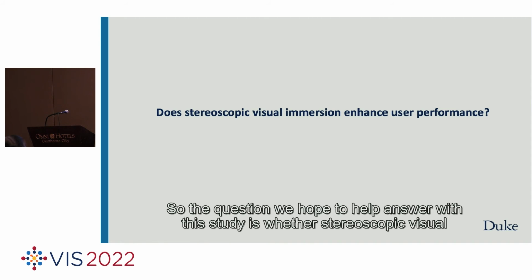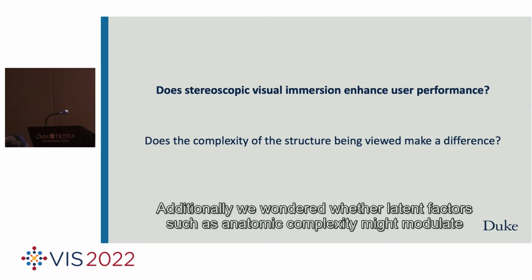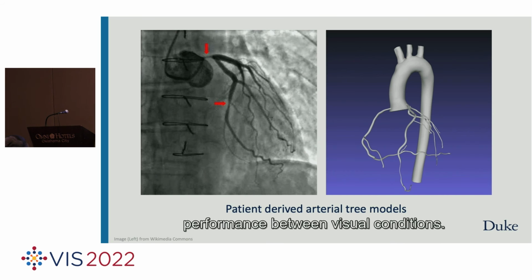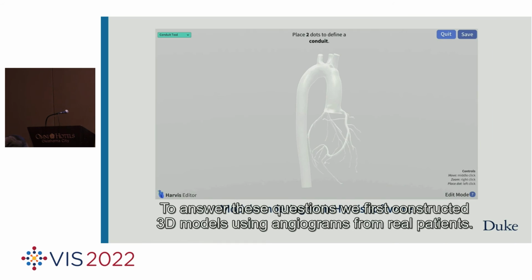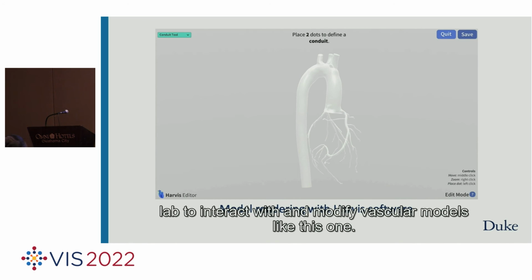So the question we hope to help answer with this study is whether stereoscopic visual immersion actually enhances user performance. Additionally, we wondered whether latent factors such as anatomic complexity might modulate performance between visual conditions. To answer these questions, we first constructed 3D models using catheter angiograms from real patients. We are able to render these models in Harvest, which is a software developed by the Randall's Lab to interact with and modify vascular models like this one.